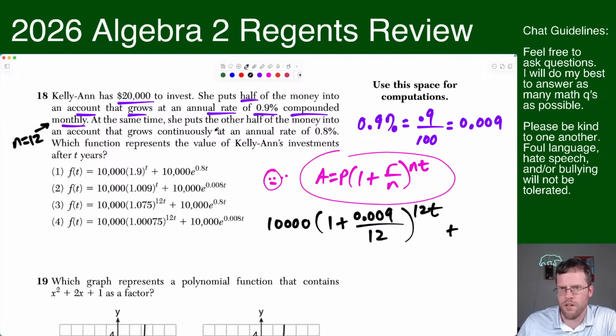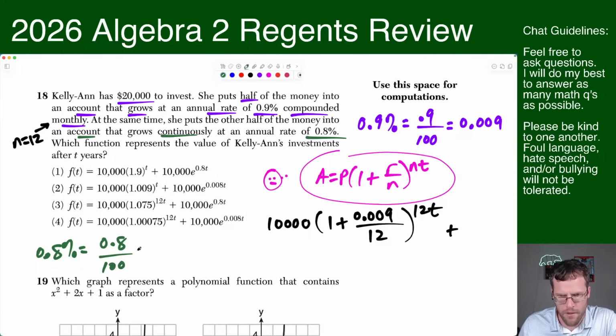And then for the next one, this one uses an account that grows continuously at an annual rate of 0.8%. 0.8% is 0.8 over 100, and this is 0.008. With this, I'm also thinking of this formula, some people just call it Pert. So A equals P e to the rt.